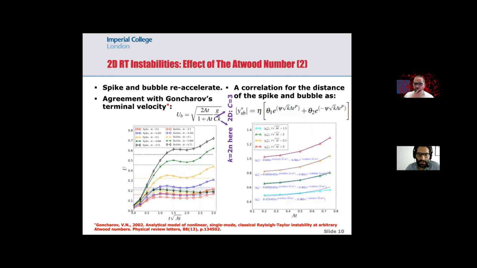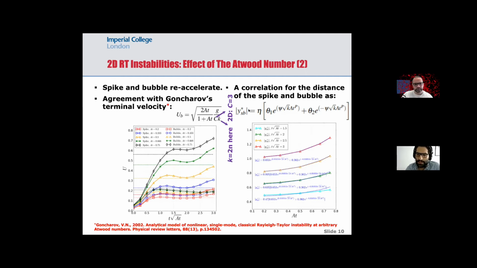Then we calculate the velocity of the spike and bubble, and we see that they reach a kind of terminal velocity before reaccelerating again. And this terminal velocity is shown by this dashed line for the correlation suggested by Goncharov. Our simulations are very well in line with that prediction, but then they reaccelerate. And such reacceleration is because of the formation of the complex vortex at the tip of the spike, which reduces the drag.